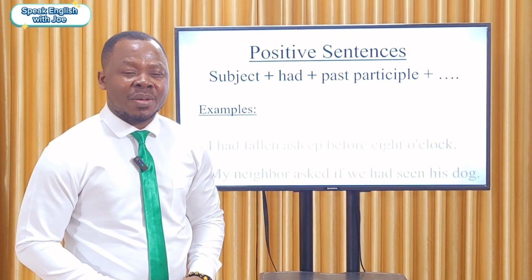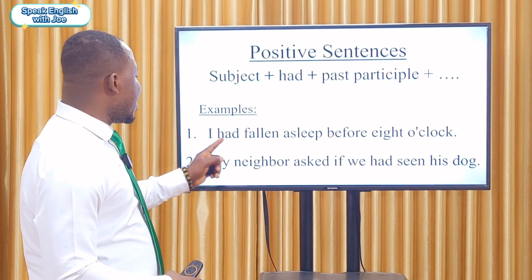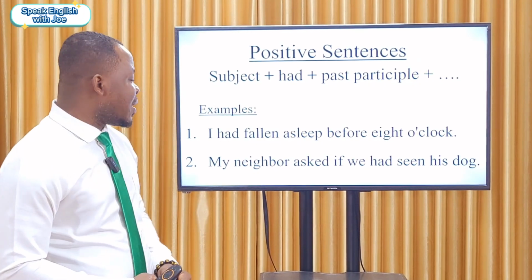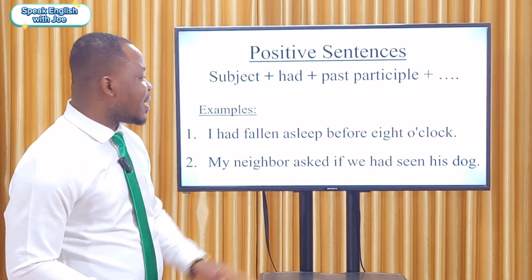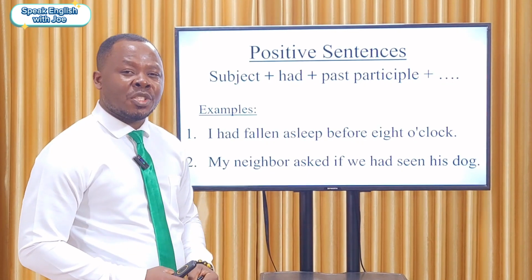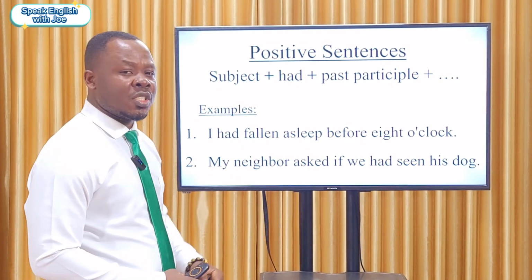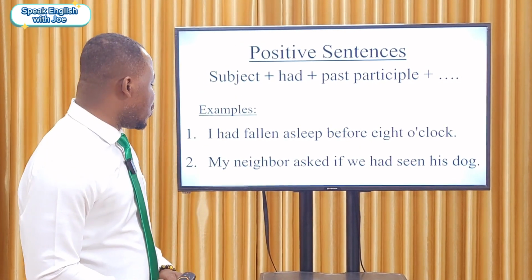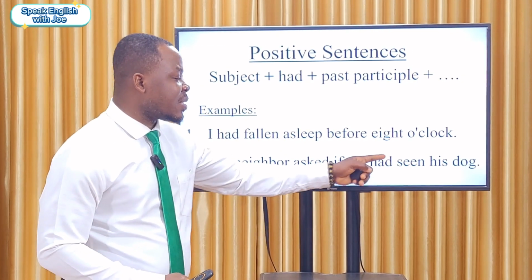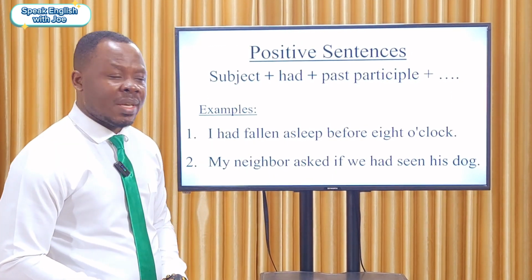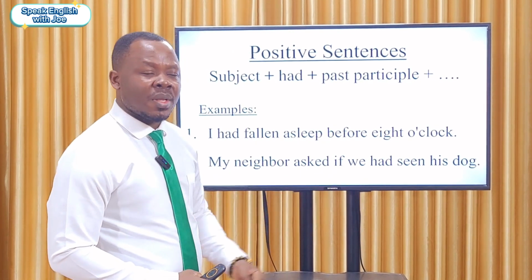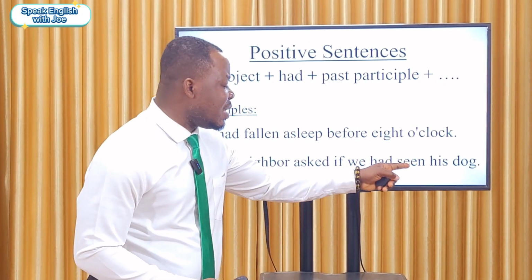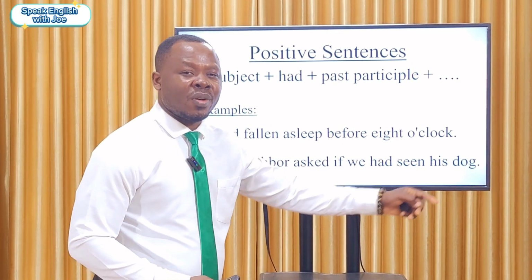Now, let's look at some examples. Number 1, I had fallen asleep before 8 o'clock. In this sentence, the subject is I, plus had, plus the past participle form of the verb fall, which is fallen, plus the rest of the sentence. And number 2, my neighbor asked if we had seen his dog. In this sentence, the subject is we, plus had, plus the past participle form of the verb see, which is seen, plus the rest of the sentence.